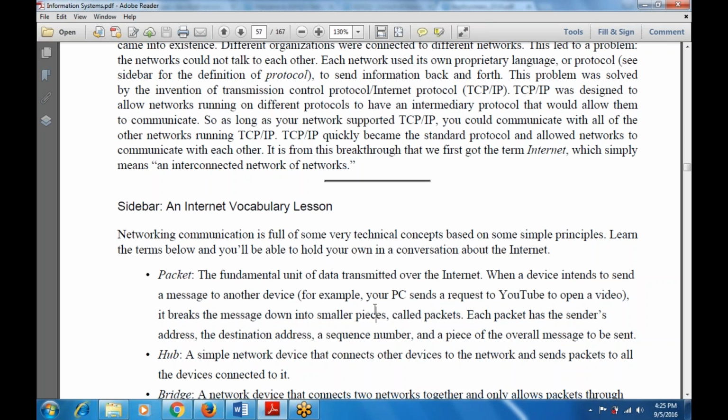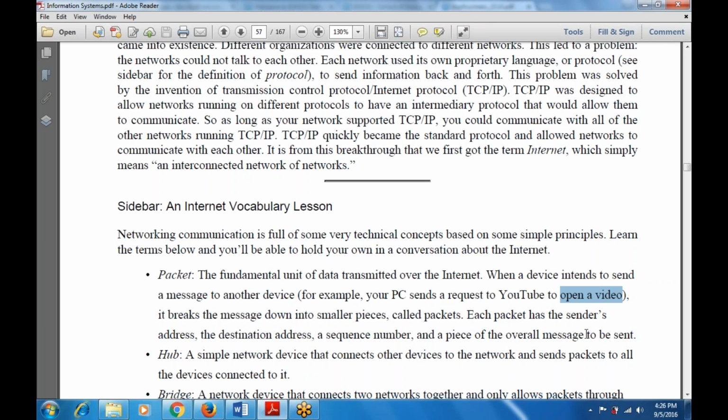When a device intends to send a message to another device, for example your PC sends a request to YouTube to open a video, it breaks the message down into smaller pieces, known as packets. Whenever a message is divided into multiple parts, those parts are known as packets.